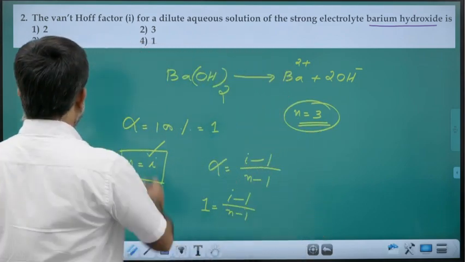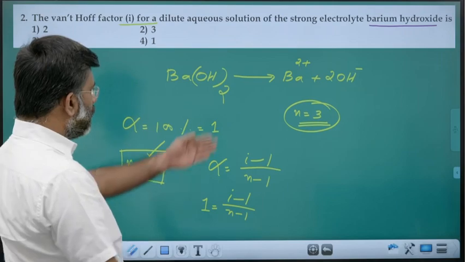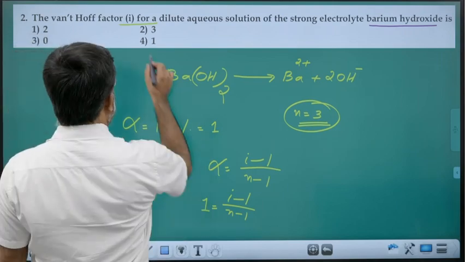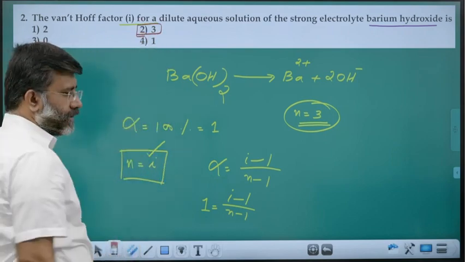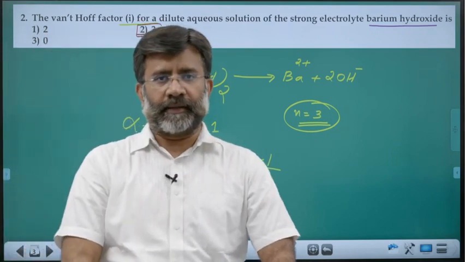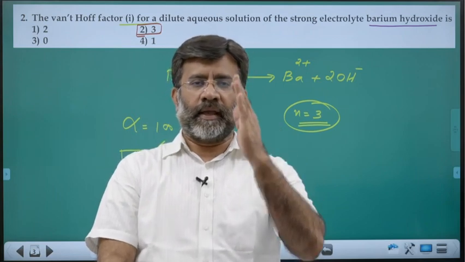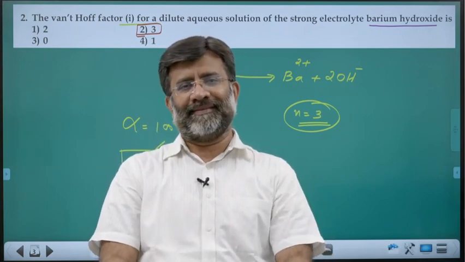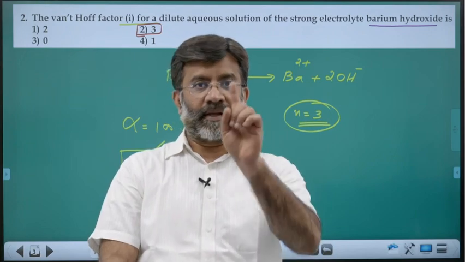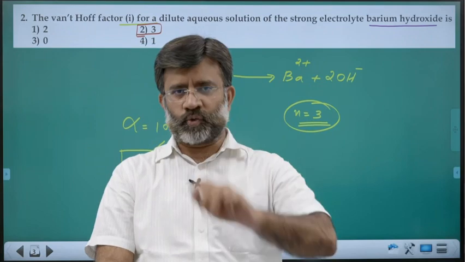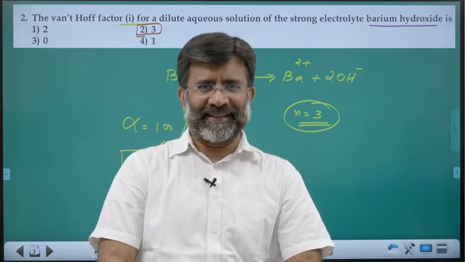That means i, which is asked in the question, will be the same figure. Second choice is the correct answer. This will be the correct answer, 3. So when alpha is 100%, n is equal to i. What is n here? Barium hydroxide. 1 cation, 2 anion, a total 3 particles. Is it clear? Next question.